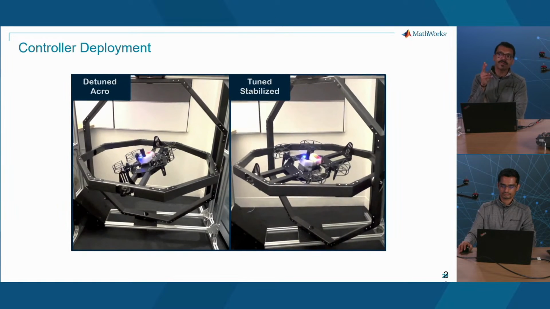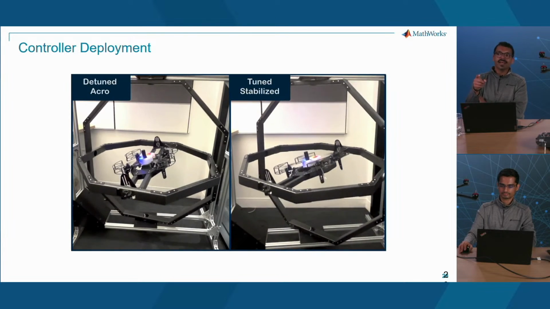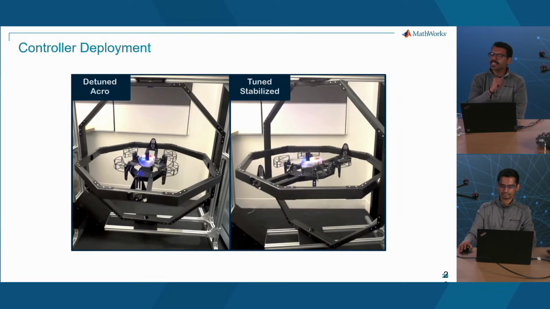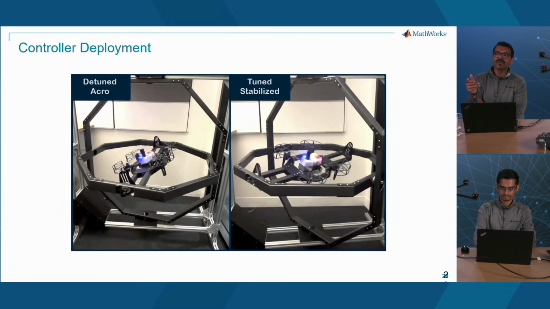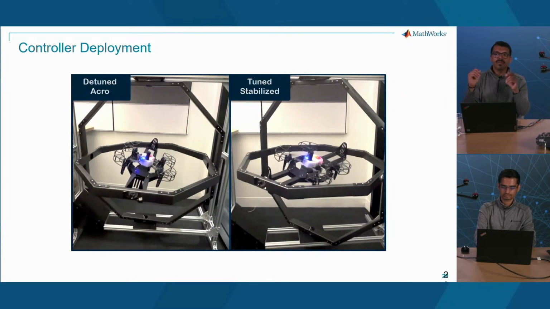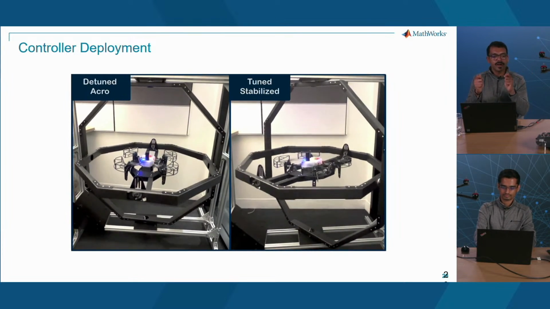So here's another example that I wanted to showcase. We deployed two types of controllers to this, one being a detuned acrobatic mode. So acro by itself is pretty aggressive. We detuned it. And then we also had a more tuned stabilized mode. Stabilized just means when you leave both your roll pitch toggles, it'll come back to center.